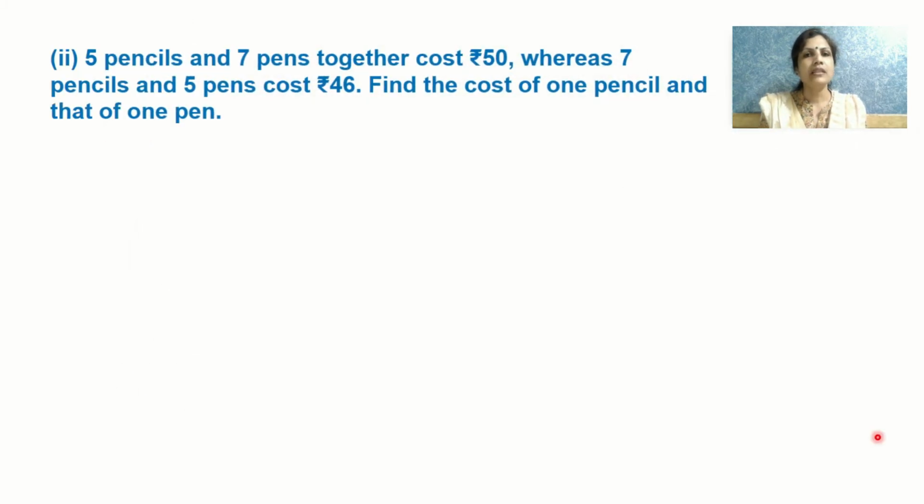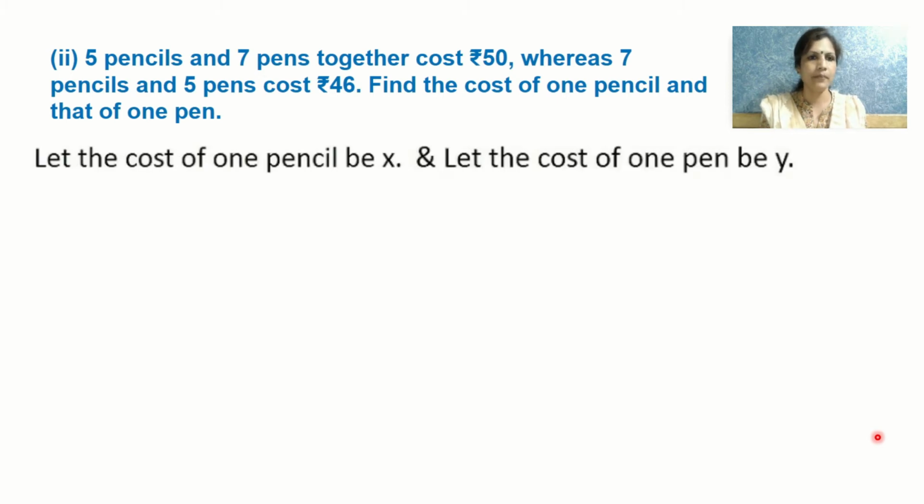5 pencils and 7 pens together cost rupees 50, whereas 7 pencils and 5 pens cost together rupees 46. Find the cost of 1 pencil and that of 1 pen. Since we have to find the cost of 1 pencil and 1 pen, we will consider the price of 1 pencil as x and that of 1 pen as y.